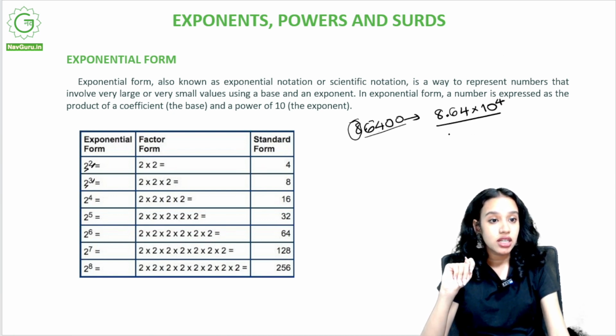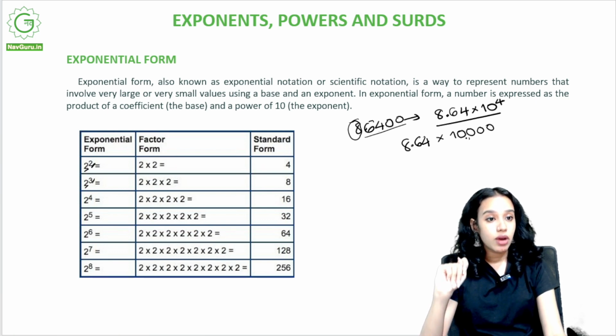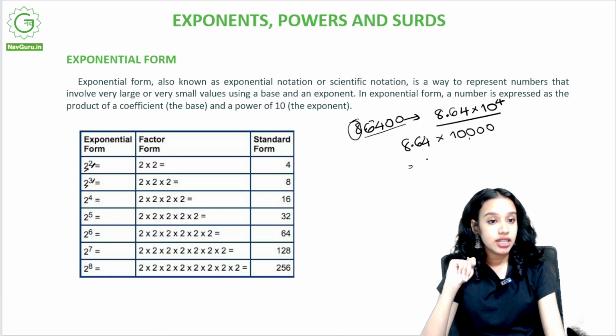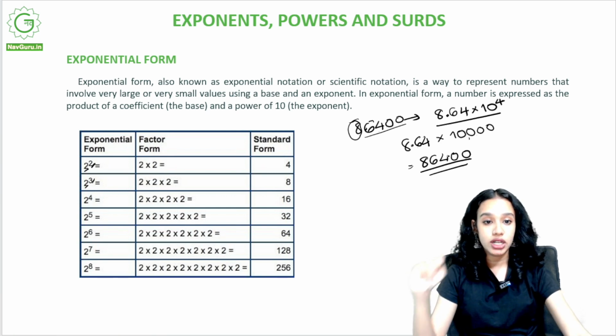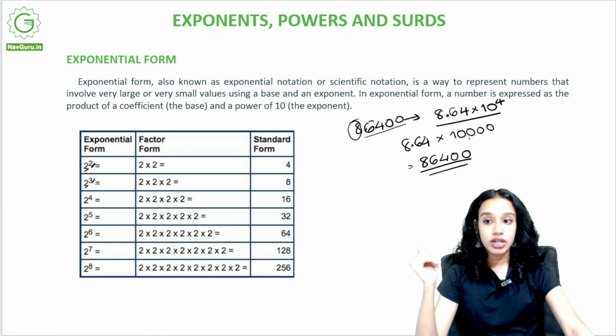What does this mean? This means that 8.64 is multiplied by 10 raised to 4, which is 1 and 4 zeros, right? So when we multiply this by this, we'll get 8. We'll move 2, right? For 2 zeros, we are moving 2 digits. Now we have 2 zeros left. We'll add these 2 zeros and we'll get 86,400, right? Now this is called the exponential form of a number.